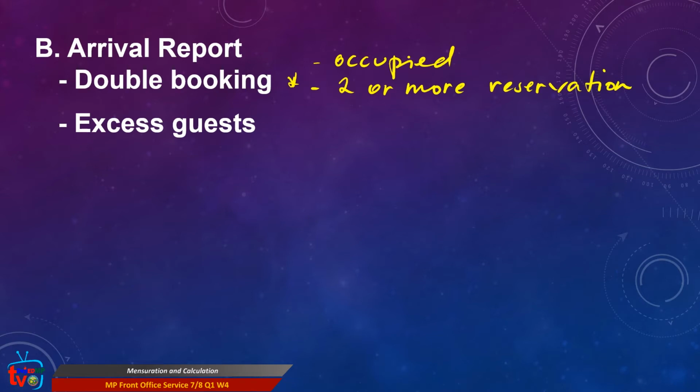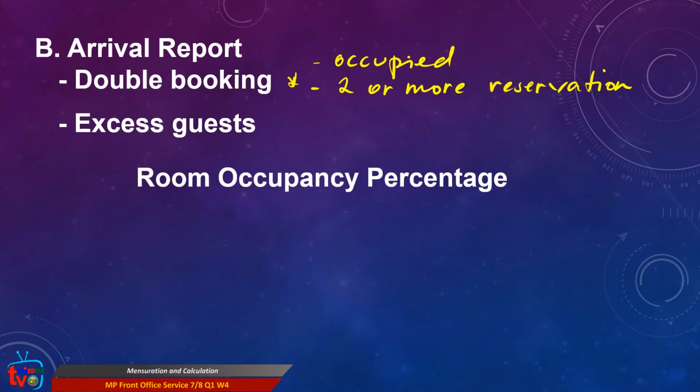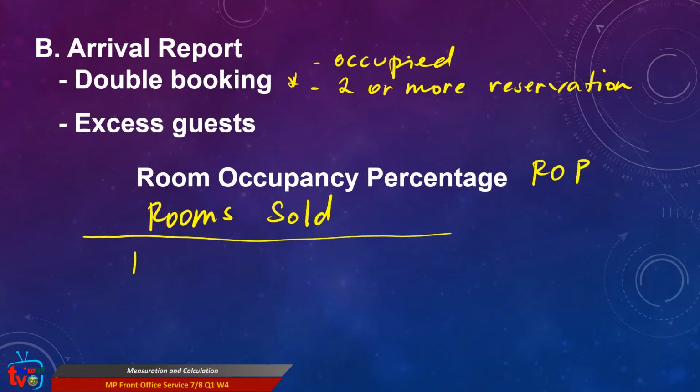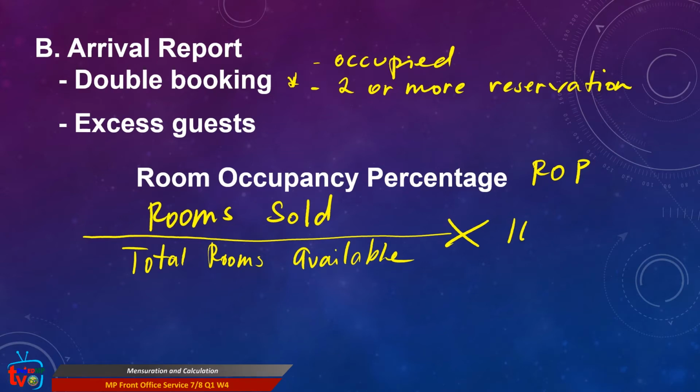In the preparation of the arrival report, we are preparing the room occupancy percentage, or the ROP. In the computation of room occupancy percentage, we are using the formula rooms sold over total rooms available times 100.